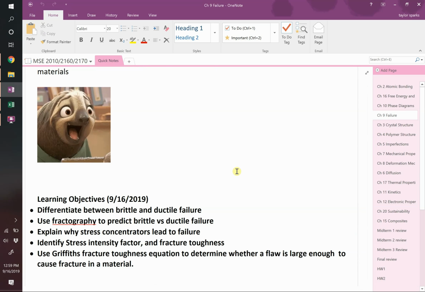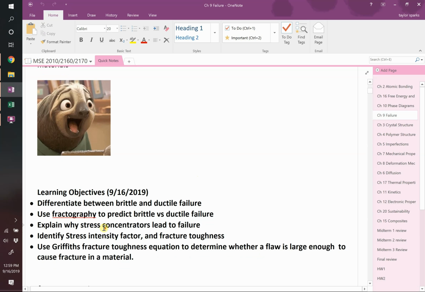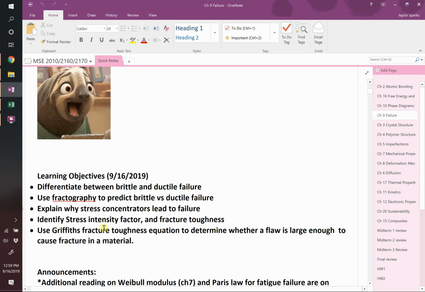So let's talk about our learning objectives. For today, we're going to differentiate between ductile and brittle fracture. We're going to use something called fractography, which is really just looking at the surfaces of these things after they break to differentiate or predict. We're going to talk about stress concentrators and how they lead to failure. We'll introduce this idea of the stress intensity factor and fracture toughness. One of the more useful things we'll cover in this class is fracture toughness. And if we have time, we'll even get into the Griffith fracture toughness equation.